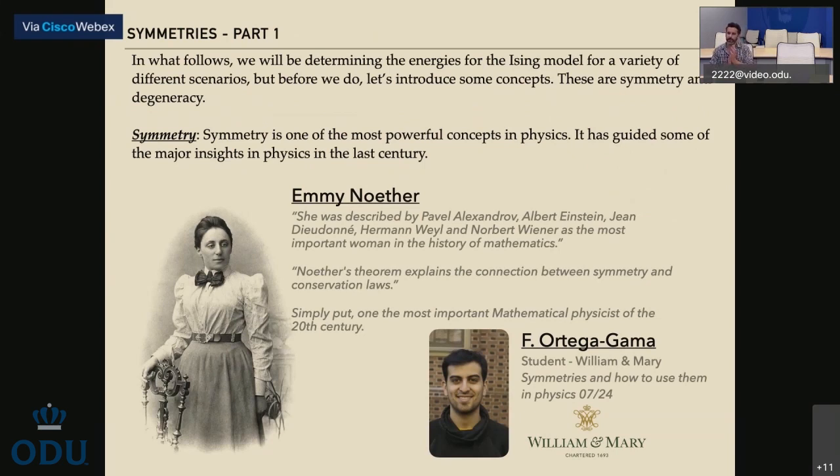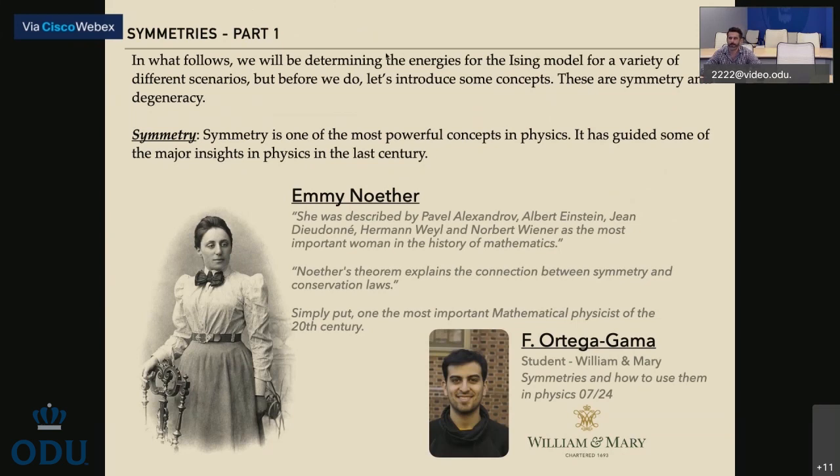So the next thing, before I start introducing some problems, I figured I would take this opportunity to introduce a little bit of symmetries, the role of symmetries in physics. What we're going to do is determine the energy using the Ising model for different configurations of spins. We're going to grab spins and put them in different configurations and play around with that. But before we do that, I thought it would be nice to introduce some new concepts.